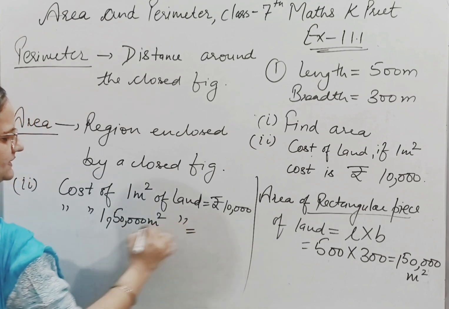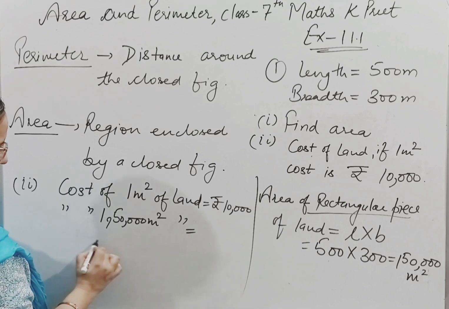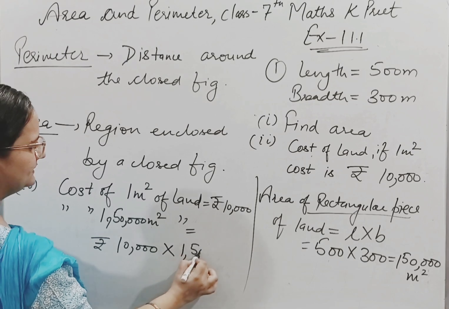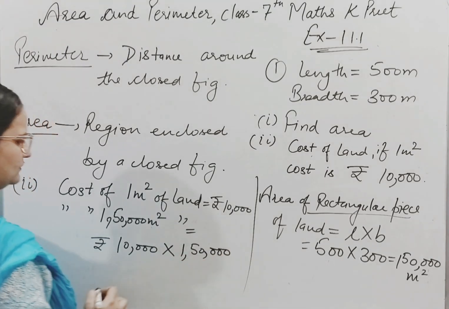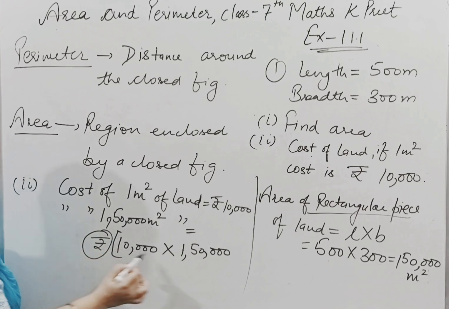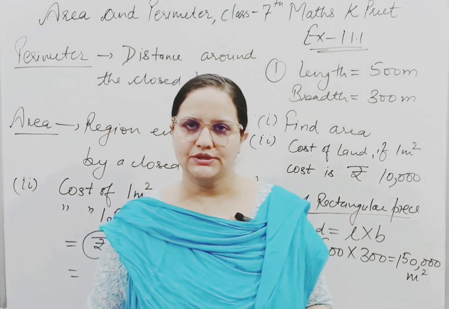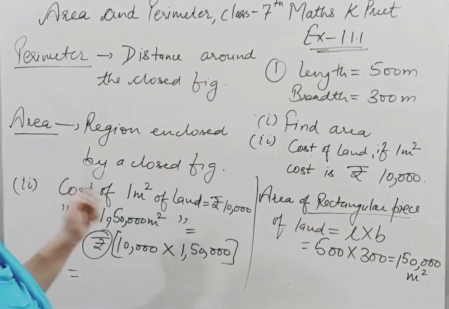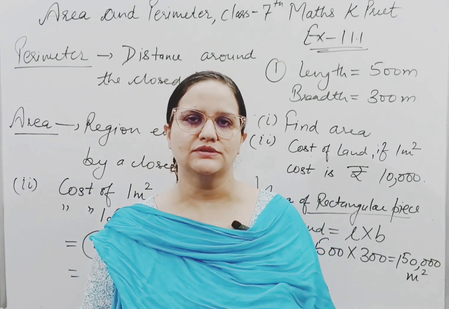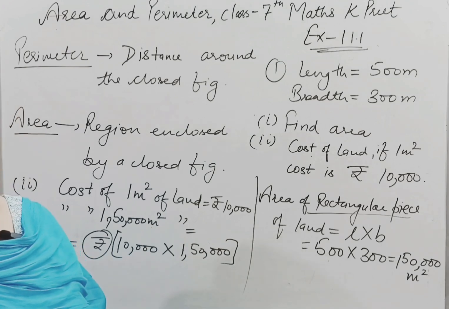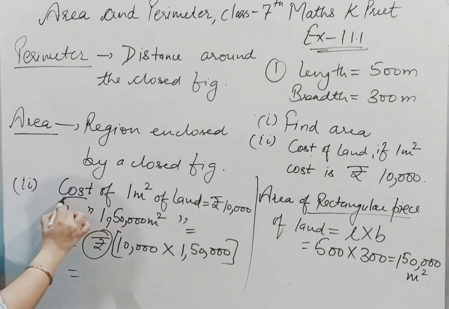We will just multiply these two figures. So it will be equal to rupees 10,000 we have for 1 meter, and for this much meter we will just multiply this amount or figure to get our answer in rupees. This is the value or the cost of that rectangle. You can multiply and get your answer. So this is the cost of the complete land which is in rectangular shape. So this is how we find when the cost of 1 meter is given and we have to find the cost for the complete area. Just multiply that area with the cost of 1 meter square area. So this answer will be in rupees because we are finding cost here.